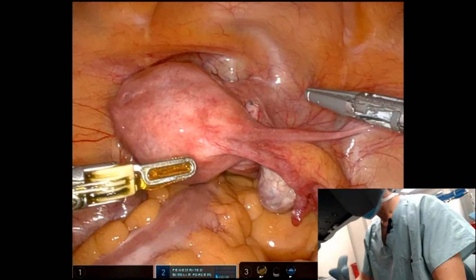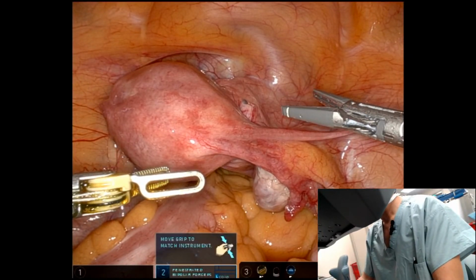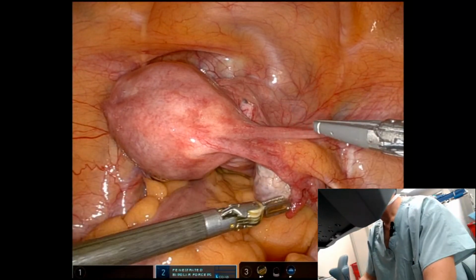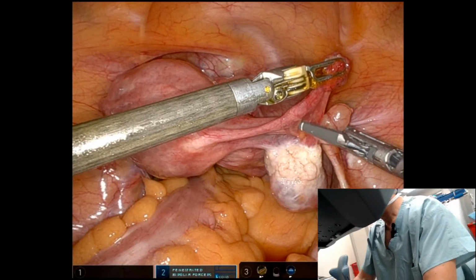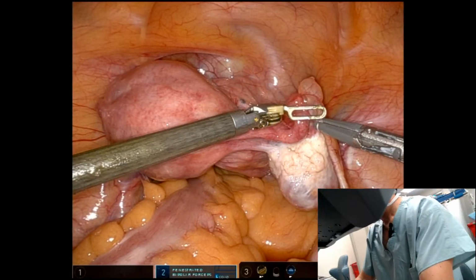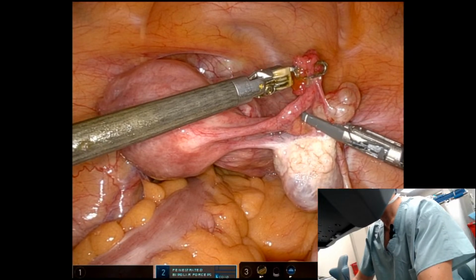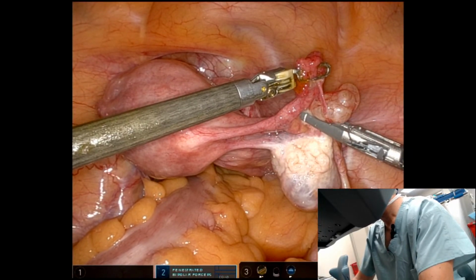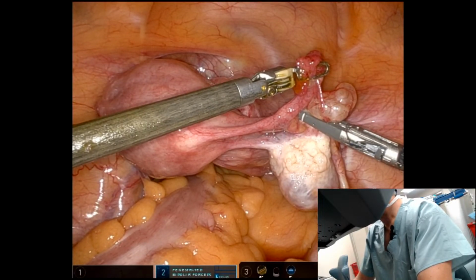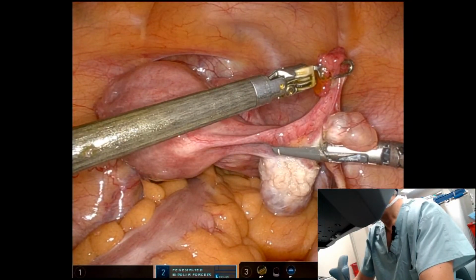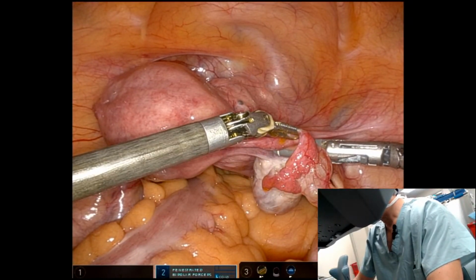So this is a patient with history of abnormal bleeding. You can see here the left fallopian tube, the right fallopian tube with a cyst. Usually these cysts are benign. So you can see underneath the ovary that has a simple cyst. So we're getting the right fallopian tube with a bipolar instrument.